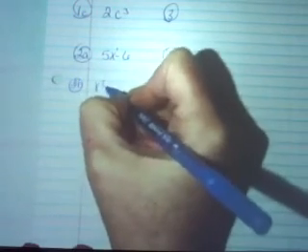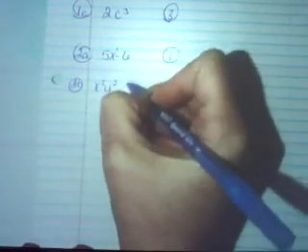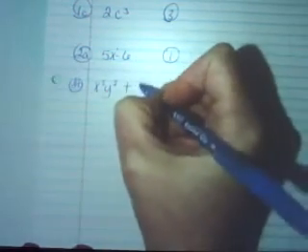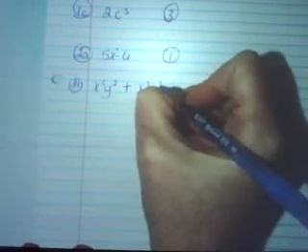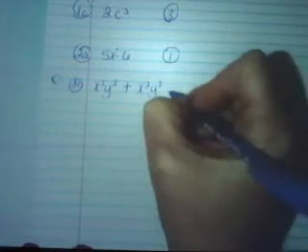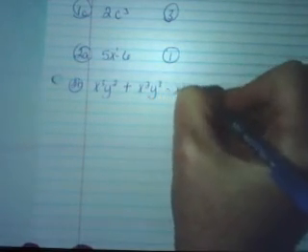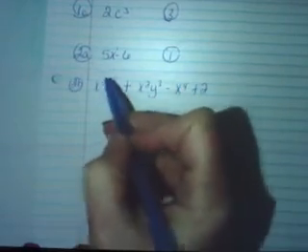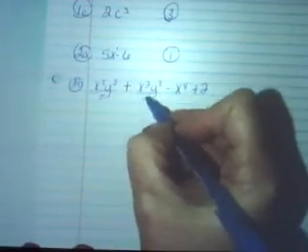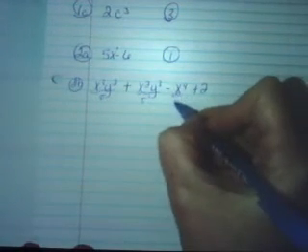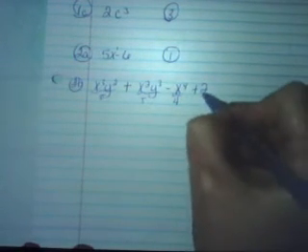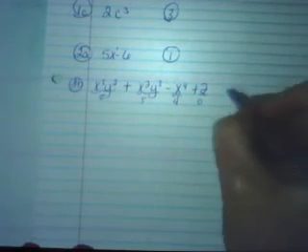On 2b, I have x cubed y squared plus x squared y cubed minus x to the 4th plus 2. In this first term, I'll see the degree is 5. Second term, the degree is 5. Third term, the degree is 4. In this last term, the degree is 0. So the highest degree of this polynomial is going to be 5.